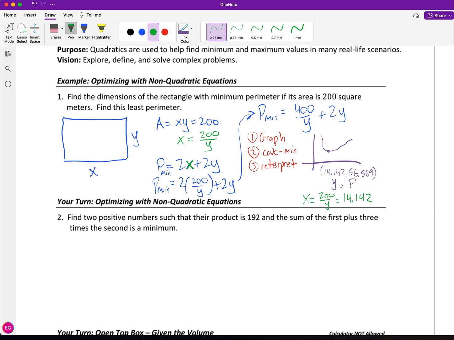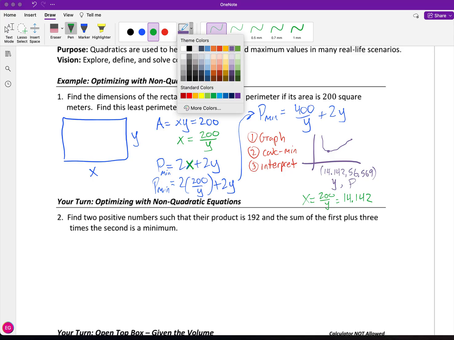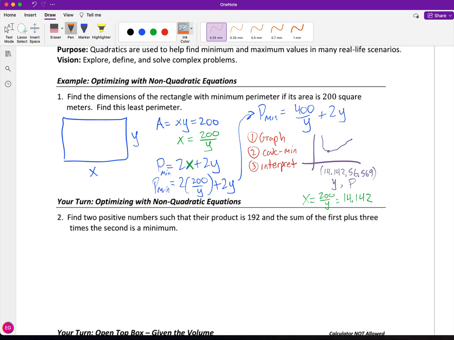When we're minimizing or maximizing them, it tends to always just be something that's a square, because a square is a rectangle, in case you forget that. So we can answer our question now. What are the dimensions? The dimensions are going to be 14.142 feet, meters, whatever it was, by 14.142 meters.